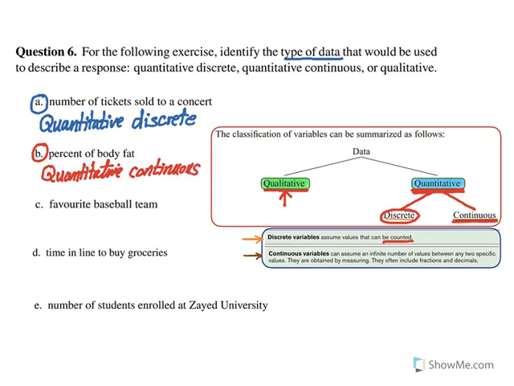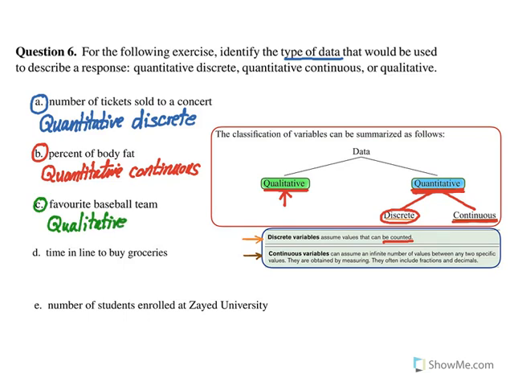And for the third one, your favorite baseball team. In this case, you will specify the name of a team, names of teams, or if you say male or female, or names of banks, or if you list your hobbies, these are all qualities. So this will be qualitative data. This question is going to be qualitative.